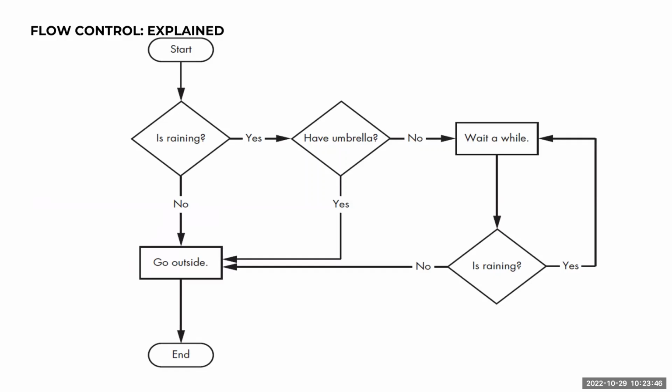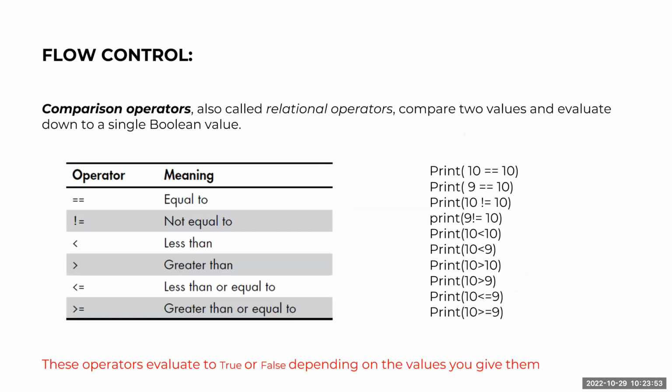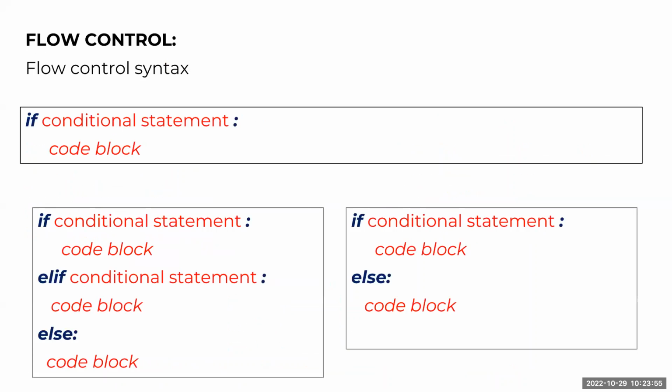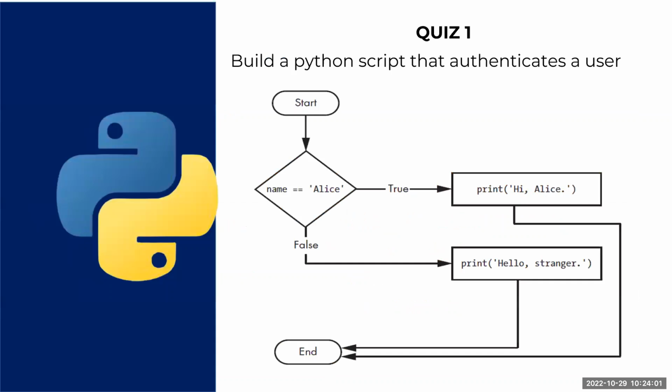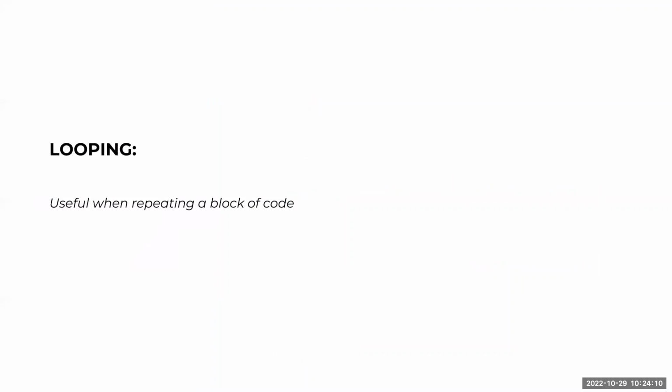Flow control allows you to branch, and it's a powerful use case when you want to take decisions. We went further to talk about conditional operators and Boolean operators. We looked at the if statement and the different variants: if, else, if, else statements.